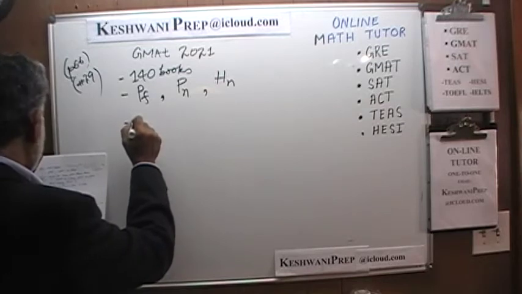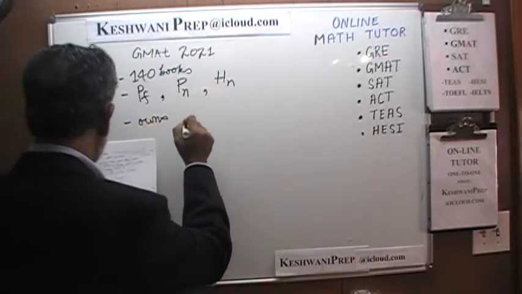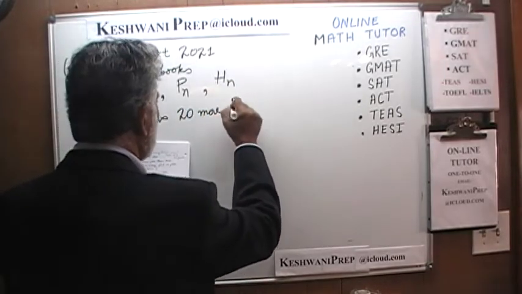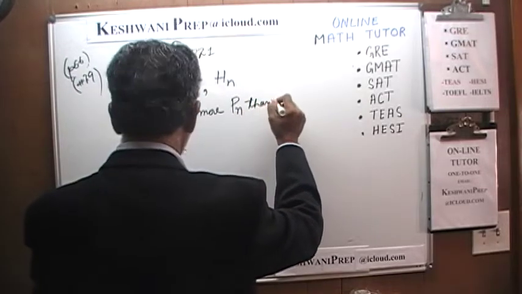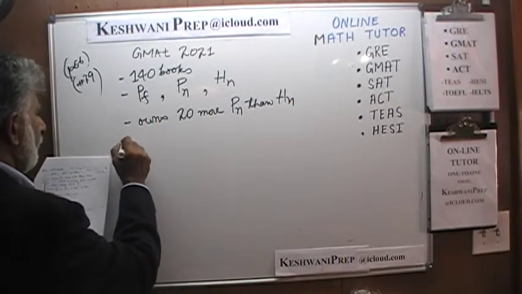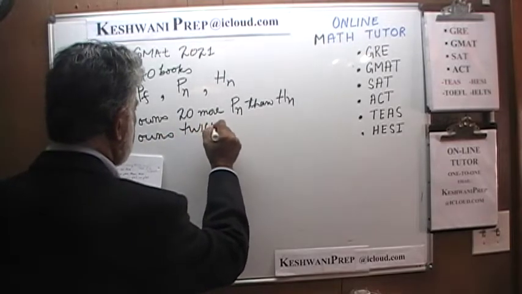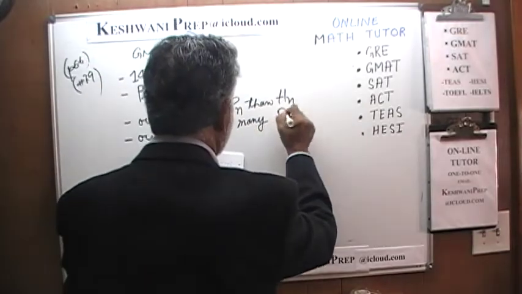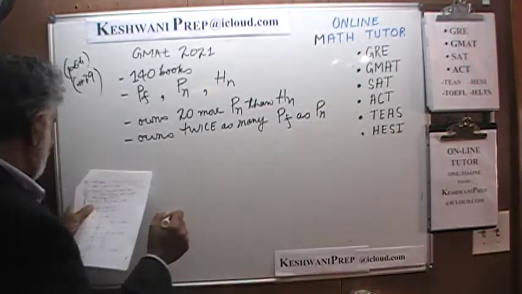We are told that this guy owns 20 more paperback nonfiction than hardcover nonfiction. We are also told that he owns twice as many paperback fiction as paperback nonfiction.